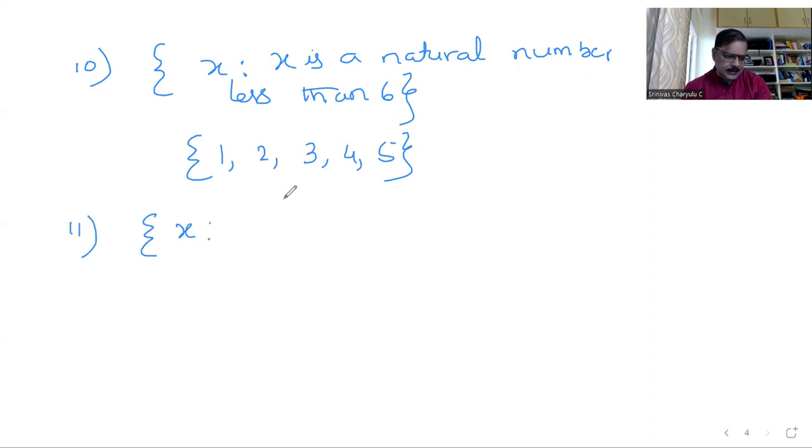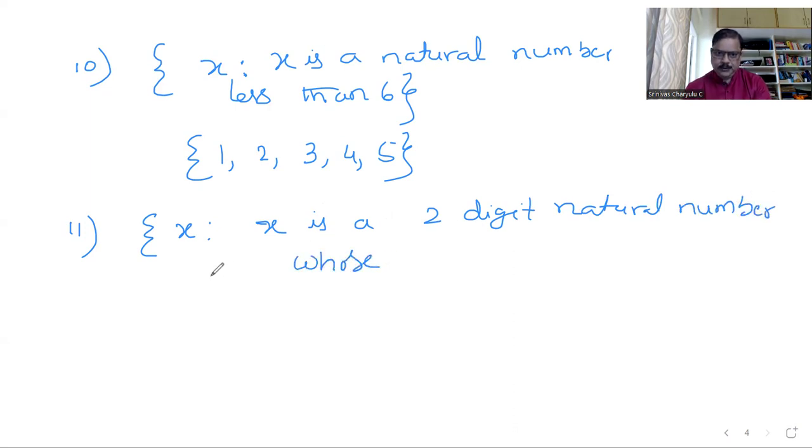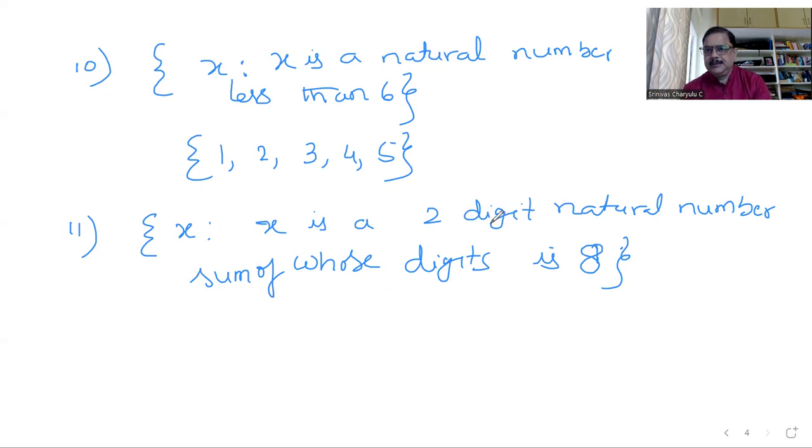Set of all x such that x is a 2-digit natural number, whose sum of digits is 8. So here the trick is there. They are telling it is a 2-digit number, meaning from 10, 10, 11, 12, etc. Sum of whose digits is 8.